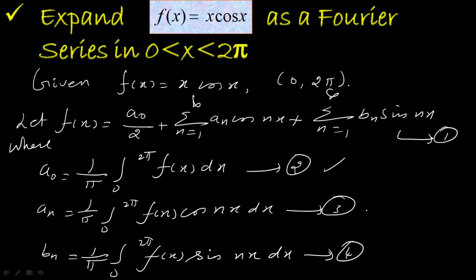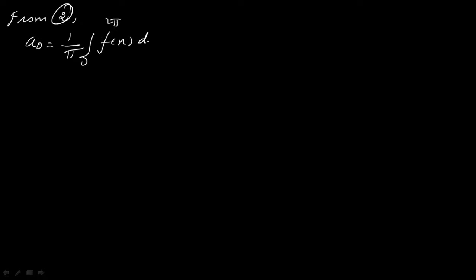So by making use of these three formulas, let us first calculate the values of a naught, an and bn and substitute in equation 1, and the problem will be over. Okay, let me first calculate the value of a naught. So from equation 2, a naught is equal to 1 by pi integral 0 to 2 pi f of x dx. So that is equal to 1 by pi integral 0 to 2 pi of the given function, x cos x dx, right?